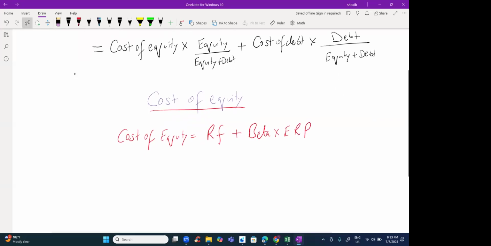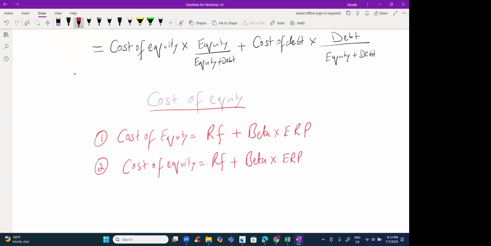Okay. So there are two approaches which are common in order to calculate the cost of equity. Number one is this approach. And there is another approach. That is cost of equity is equal to risk-free rate plus beta into equity risk premium plus country risk premium. So these are the two formulas which are very famous.